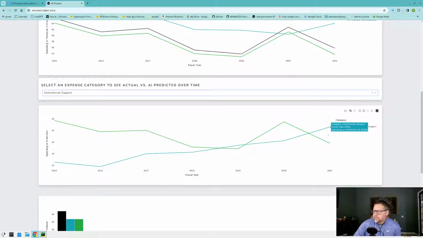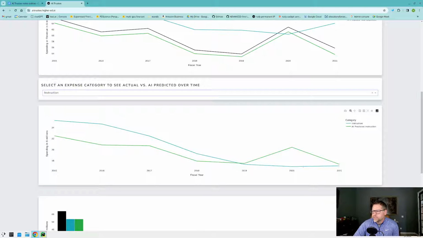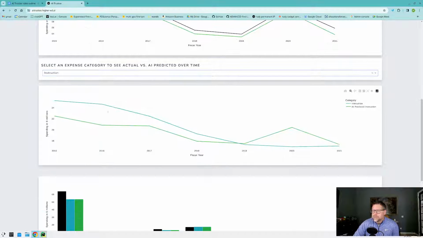Their actual spending was 12.9 million. Actual spending was 14 million. And then you can see instruction, actually pretty close on instruction, very close at the end here. This is only going up to 2021 because Mills merged with Northeastern University, so their 2022 data, I think, is merged in with Northeastern. Okay, so that's this panel.